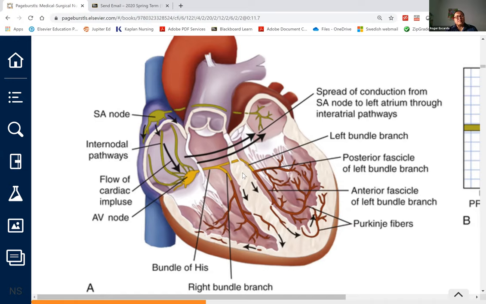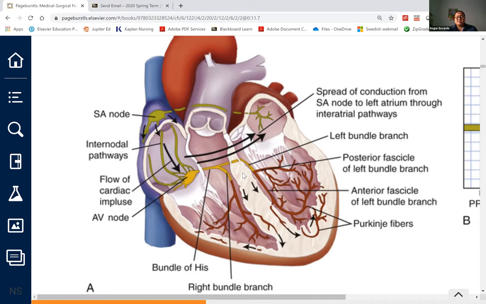You can call the AV node a buffer or a stopper, so that the electrical impulse, once it travels across the atria, because it's an electrical impulse. You know, have you seen lightning stop and then stop for coffee before it hit something? No. As soon as you see lightning form in the sky, the next thing you know, it already hit something in the ocean or somewhere, right?